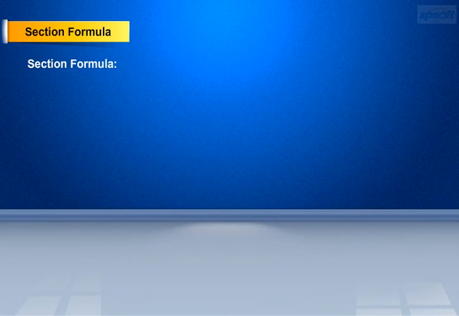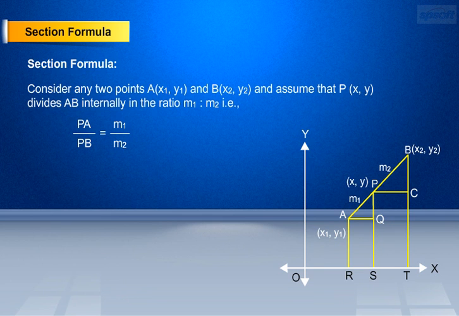Now let's see the generalization of the section formula. Consider any two points A(x1, y1) and B(x2, y2), and assume that P(x, y) divides AB internally in the ratio m1 is to m2, that is, PA divided by PB equals m1 divided by m2.